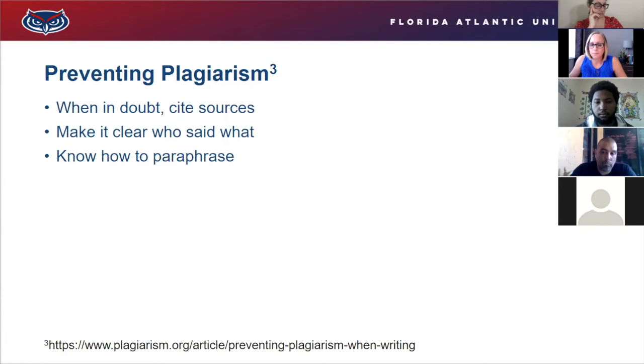Let's see. So to avoid plagiarism, you also want to make it very clear in your writing who said what. All right. If you're discussing ideas from a source, you want to say that. You want to make it very clear whether the ideas are your own ideas that you've come up with or whether they are coming from someone else. All right.